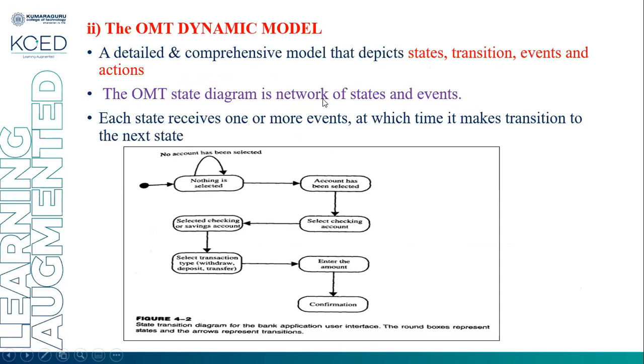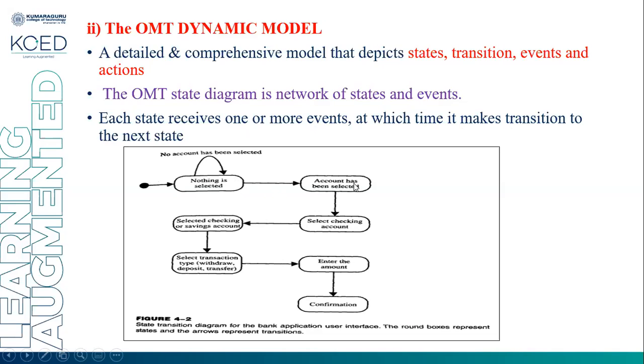An OMT state diagram is a network of states and events. Each state receives one or more events, at which time it makes a transition to the next state. For example, the start is represented by a shaded circle followed by an arrow. In the initial state, nothing is selected, which means no account is selected. When an account is selected, it moves to the next state.